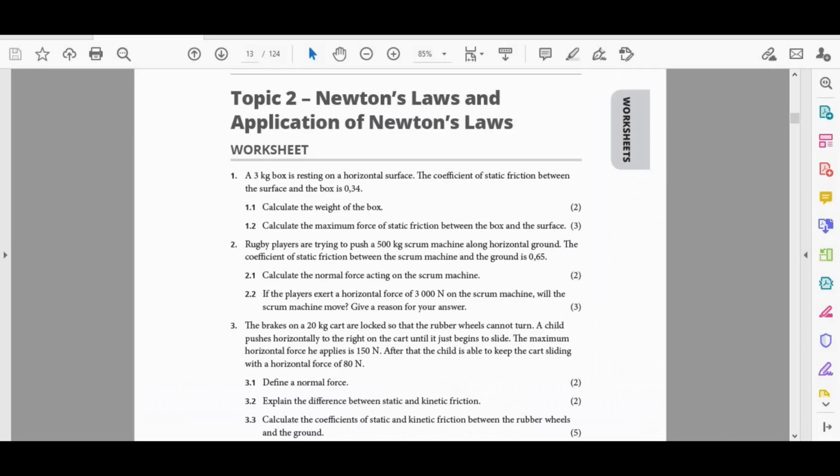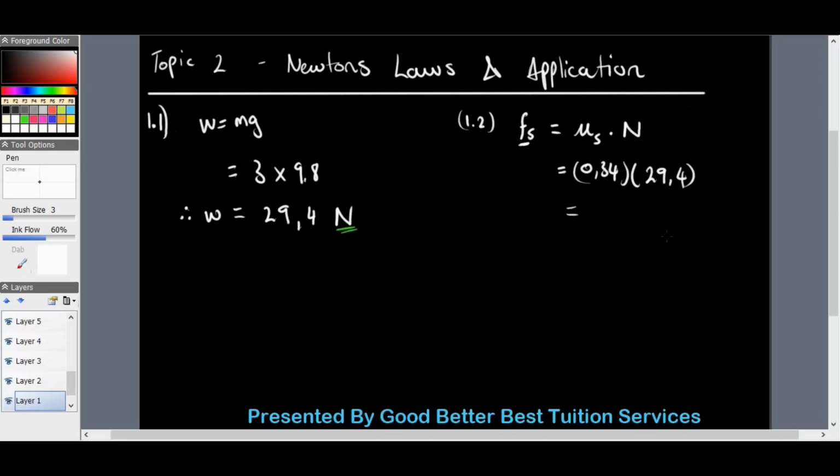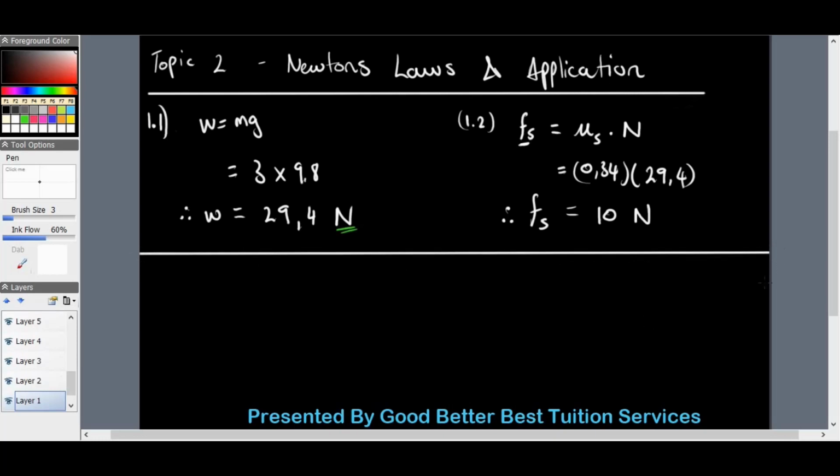JP, I got 9.996. We can round that up. If it's 9.996, definitely round up to 10 newtons, and that is the maximum force of static friction. All right, pretty basic. I'm sure we all fared well on that first one.